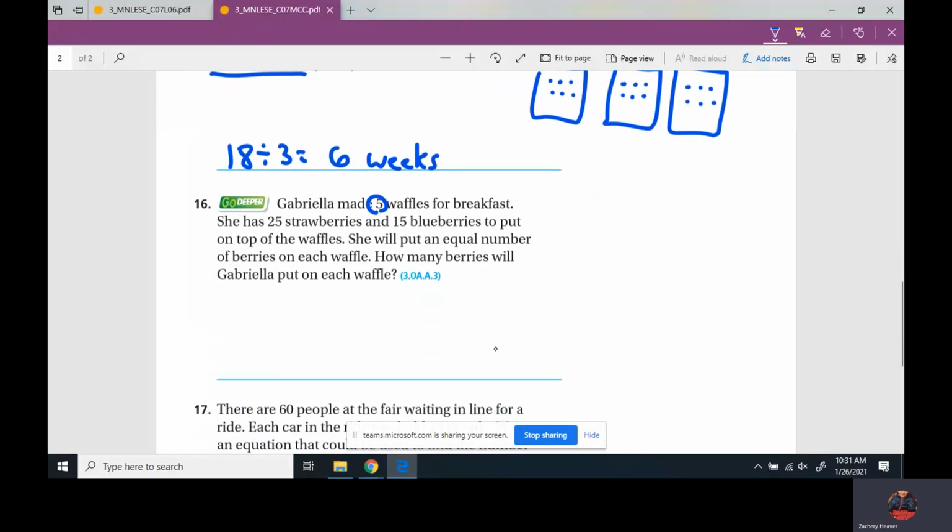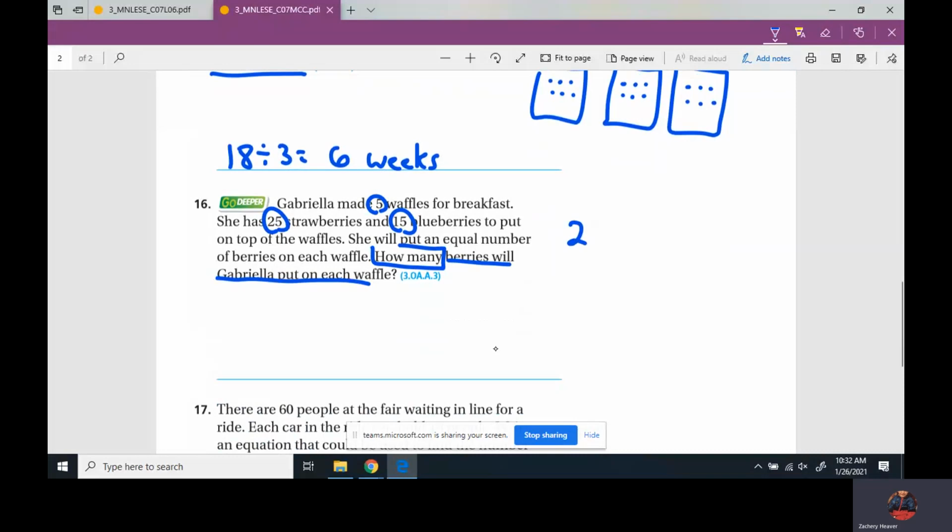Gabriella made 5 waffles for breakfast. She has 25 strawberries and 15 blueberries to put on top of her waffles. She will put an equal number of berries on each waffle. How many berries will Gabriella put on each waffle? So she has 25 strawberries and 15 blueberries. So we've got to find out how many berries she has.